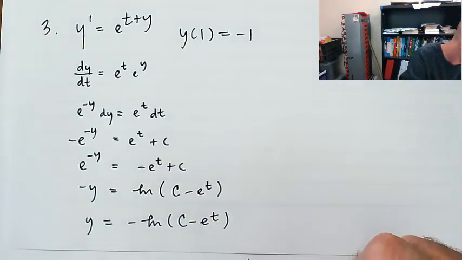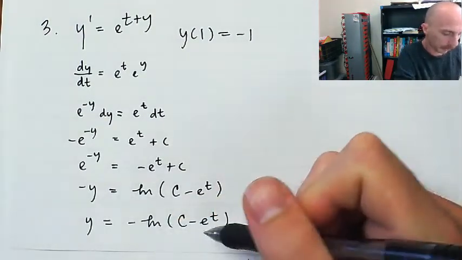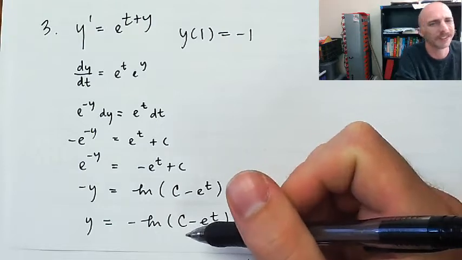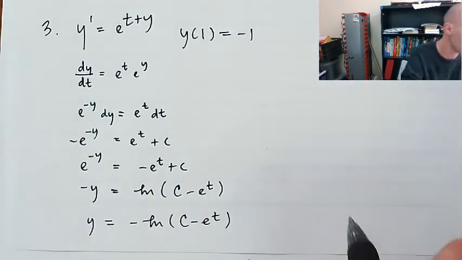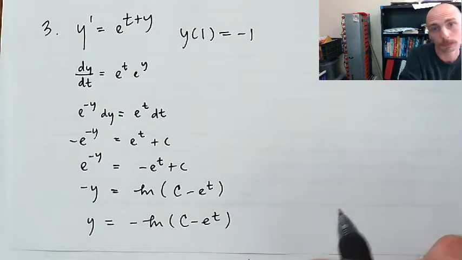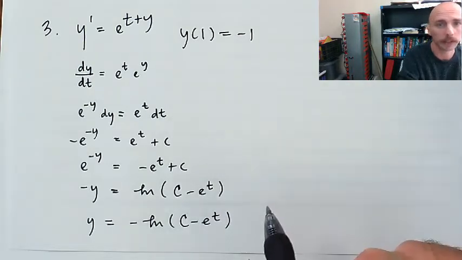Now, what was I going to say about this? Oh, yeah, you could say this is the log of 1 over c minus e to the t, but at a certain point, I don't think you're any better off using log properties. Good to know them, but you're not any more right if you use them.